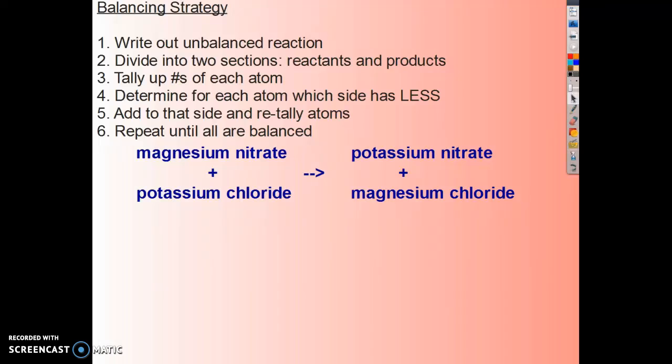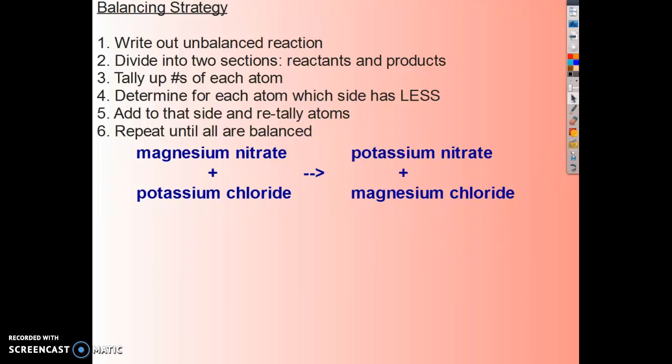The first step is to write out the unbalanced reaction. Here I have a word equation, and I want us to practice real quick how to change a word equation into a chemical equation with chemical formulas. So let's review that real quick. All of these compounds in this reaction are ionic compounds, and we'll have to remember that for ionic compounds you have to balance their charges.